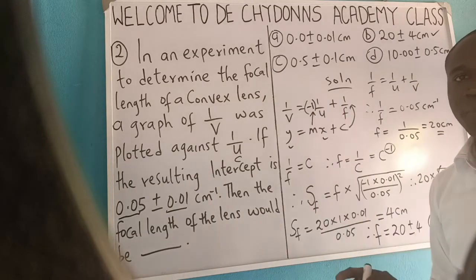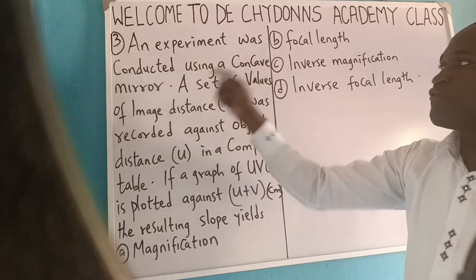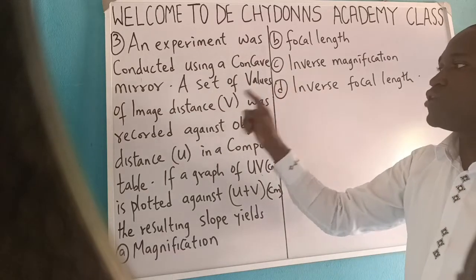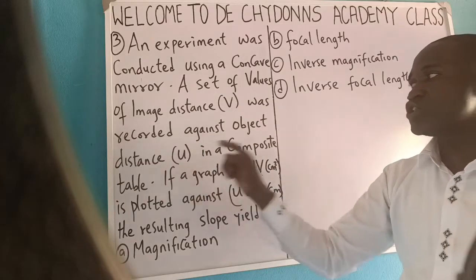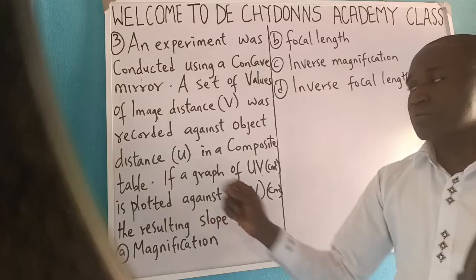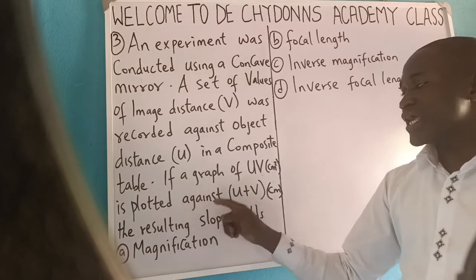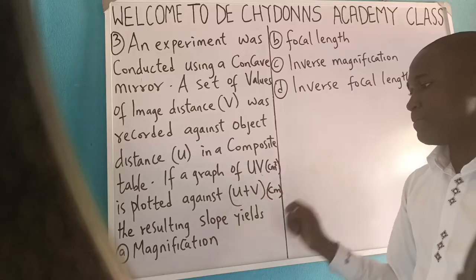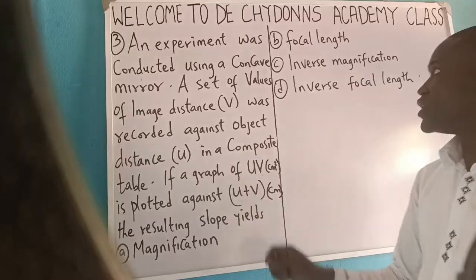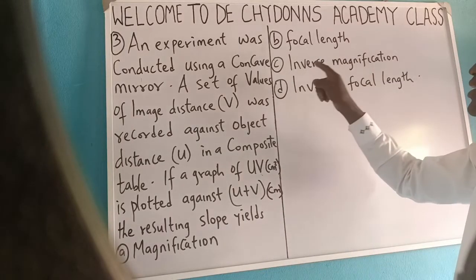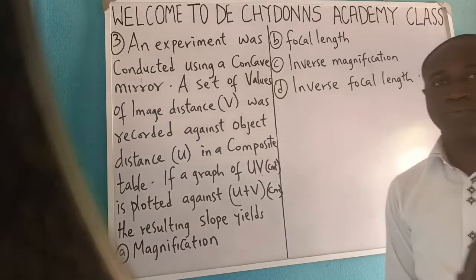Let's go to question number 3. An experiment was conducted using a concave mirror. A set of values of image distance v was recorded against object distance u in a composite table. If a graph of uv in cm squared is plotted against u plus v in cm, the resulting slope yields: A, magnification; B, focal length; C, inverse magnification; D, inverse focal length.